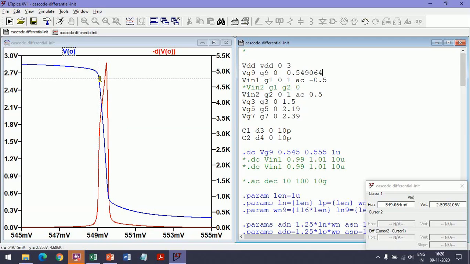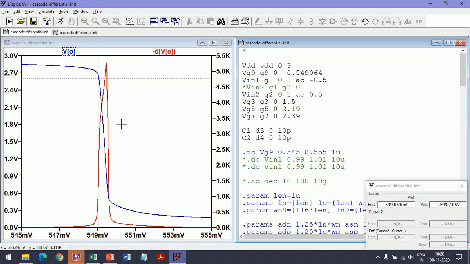So this becomes our DC operating point for the circuit, with the input DC voltage being 1 volt, VG9 being this number. So this number is very critical. A small change in this number, as you can see, would change the output voltage very sharply, and therefore we have to define this voltage very accurately.